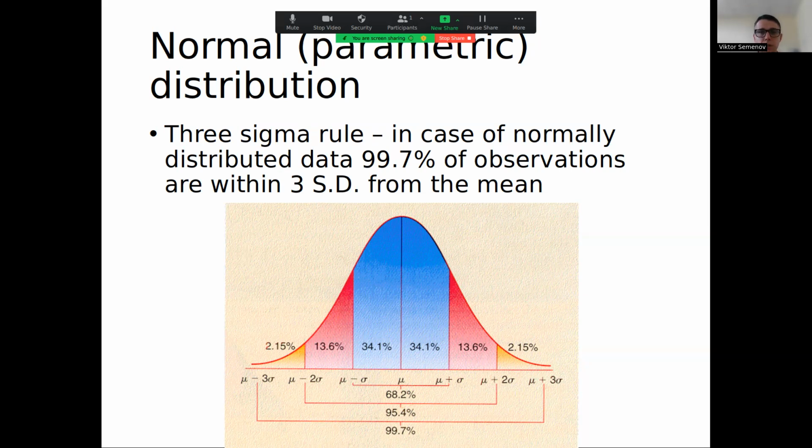The final remark that I would like to make is that unfortunately, the data in biomedical sciences relatively rarely fall into the criteria of parametric distribution. How to deal with the data which are distributed non-parametrically, we will speak in more detail during our practical lessons. Thank you.